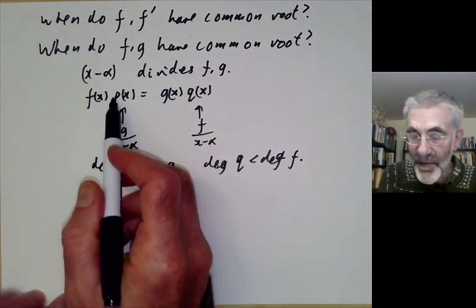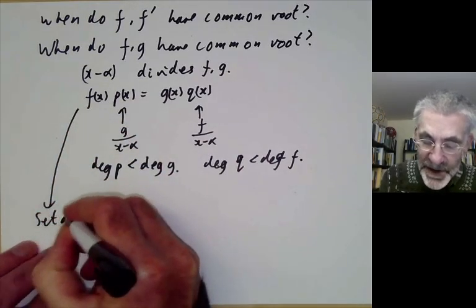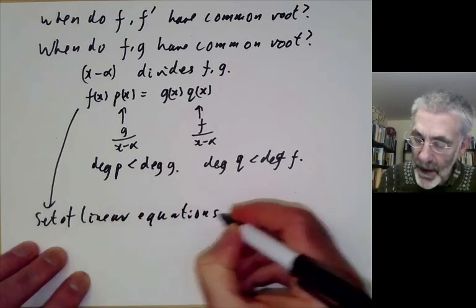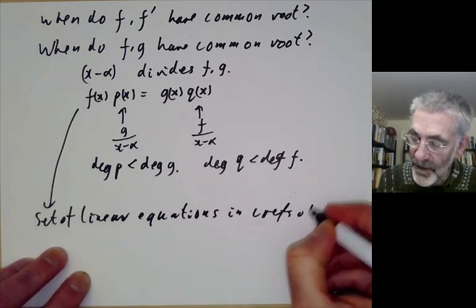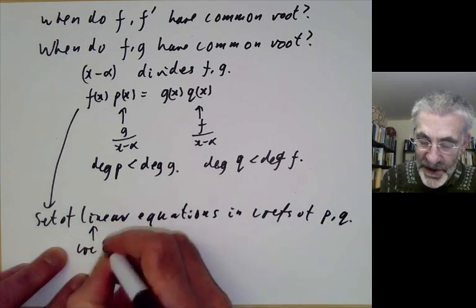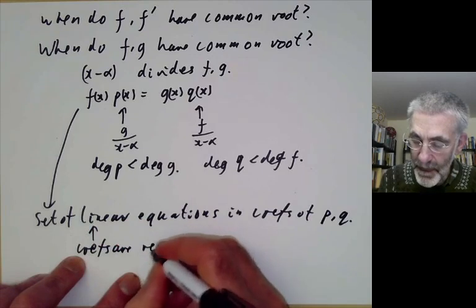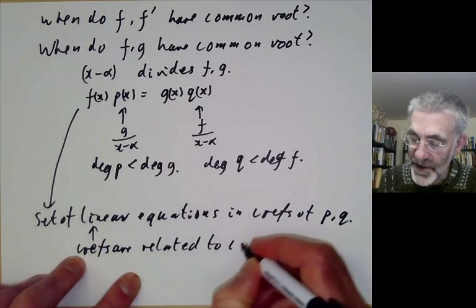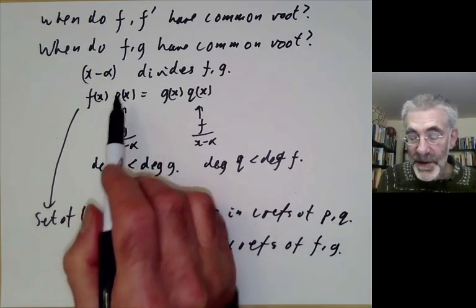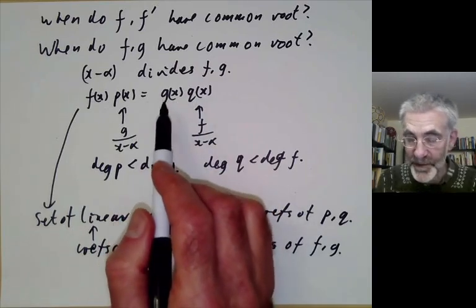And now if we sort of think about it a bit, we see this equation is really a set of linear equations in the coefficients of p and q. And the coefficients of these linear equations are just something to do with the coefficients of f and g. So we've got to solve a set of homogeneous linear equations and find a non-zero solution.